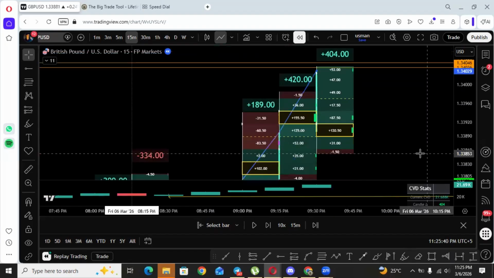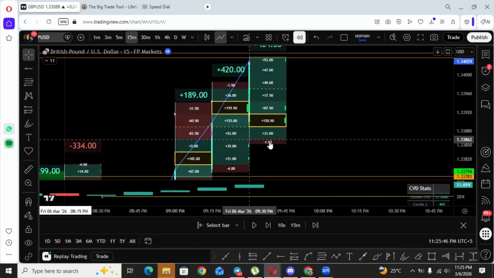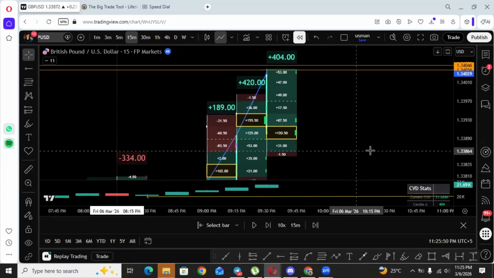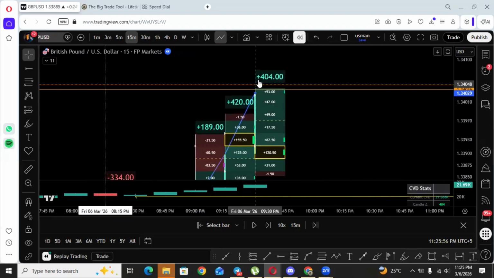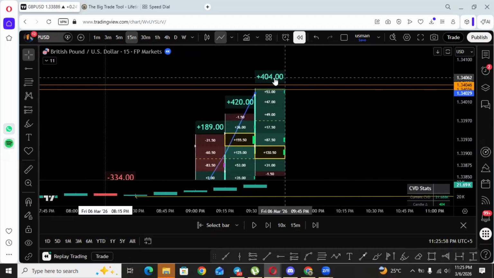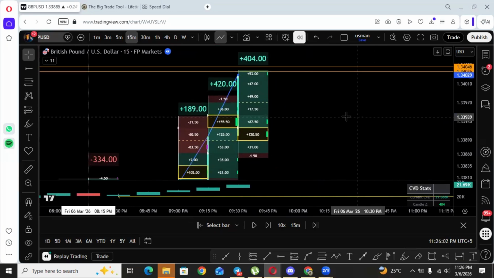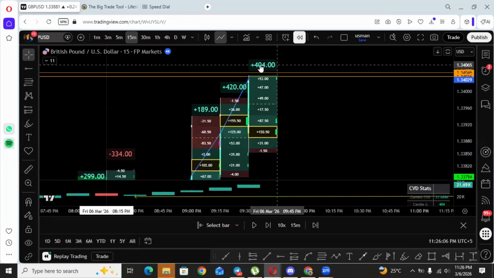How does the positive imbalance form? When the buyers were stronger at a certain price level than the sellers. How does the negative imbalance form? This is negative imbalance. The negative imbalance forms when the sellers are stronger at a certain price level rather than buyers. And this is the delta value. I can turn it into the delta percentage, but I have not turned it into the delta percentage. But you don't need to read the numbers.